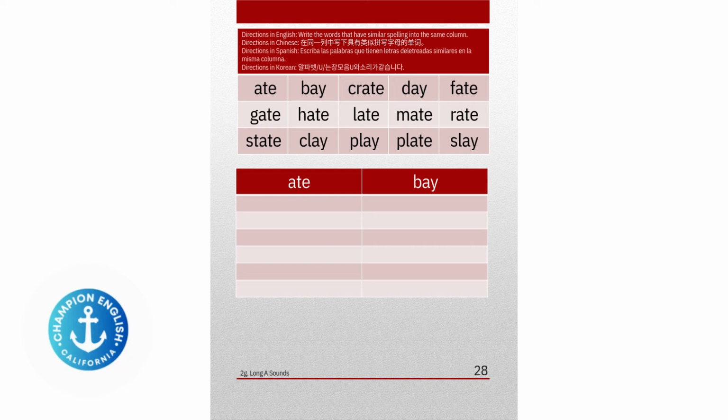Okay, students, you have some work to do here. Now you're going to put the words that have the same sound in the same column. So we have eight. Can you say that? Eight. And we have bay. Let's say bay. Eight and bay. Okay, the first one we have is crate. Yes, column one. Day. Column two. Okay, I'm going to give you 30 seconds to quickly put the words in the right column.